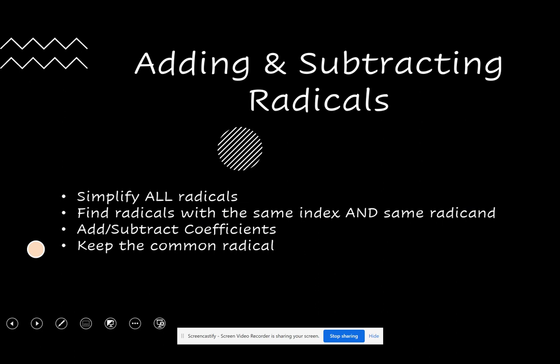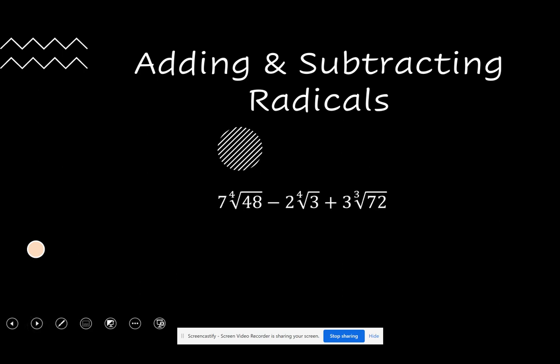When we're adding and subtracting, your first step is to simplify all of your radicals first, then find ones that have the same index and same radicand, so the number under the square root has to be the same, and the number here has to be the same. Then you add and subtract your coefficients and keep your radical the same.